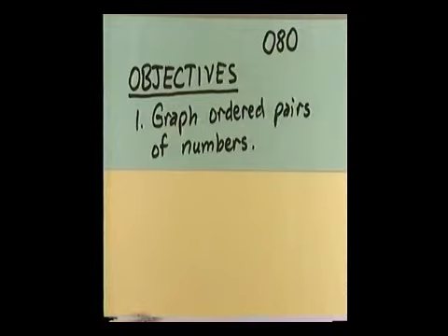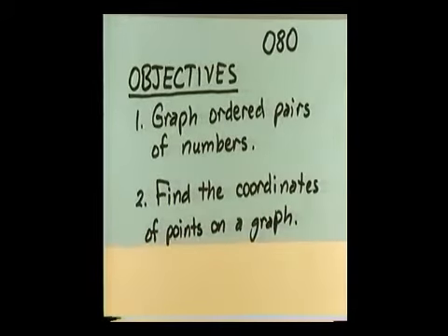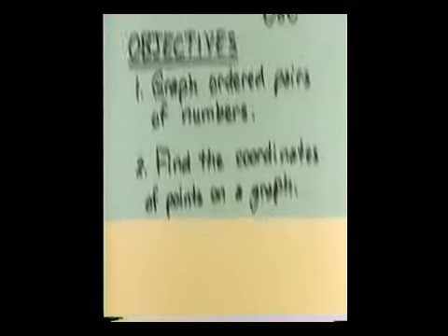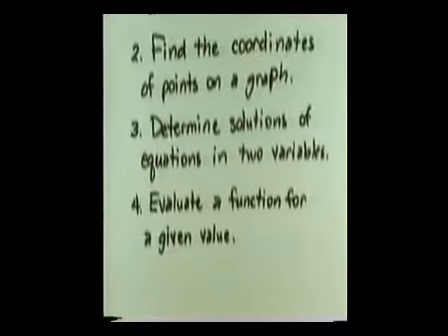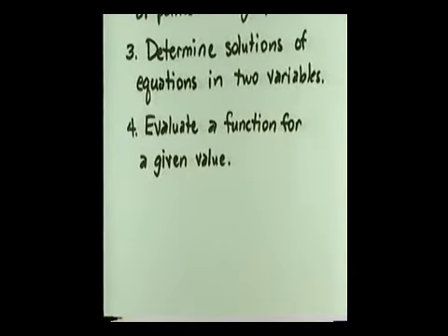In this lesson we have 4 objectives. Our first is to graph ordered pairs of numbers. Second, find the coordinates of points on a graph. Third, determine solutions of equations in 2 variables. And last, evaluate a function for a given value.